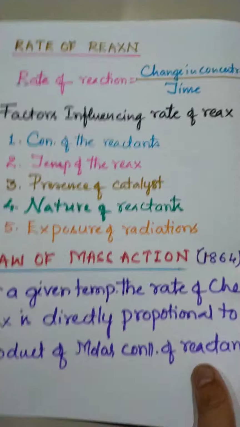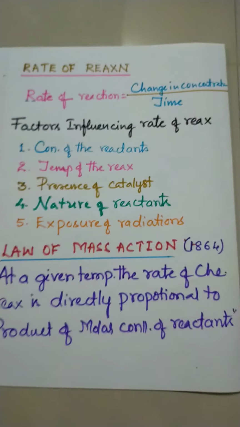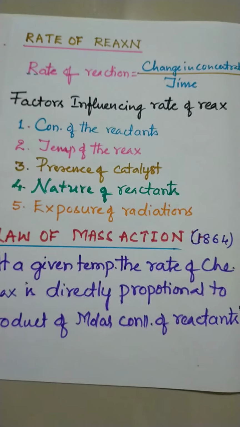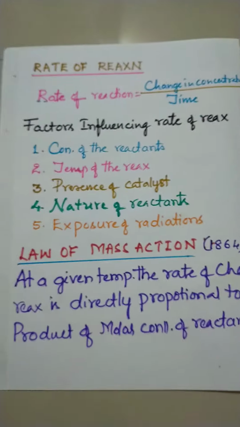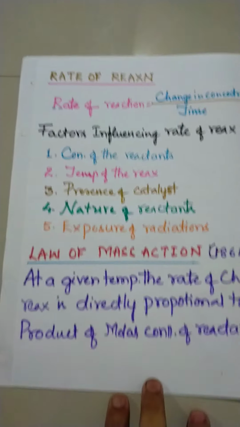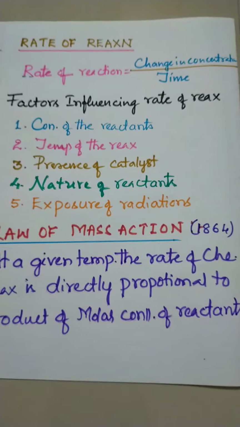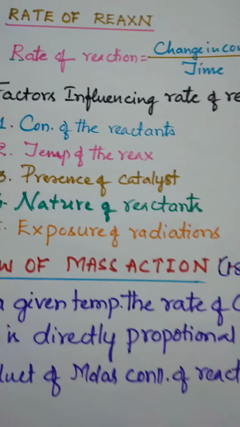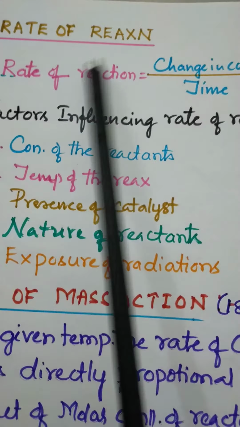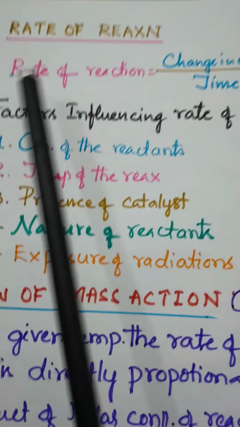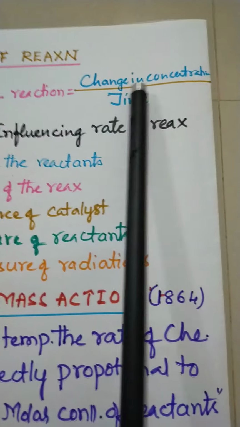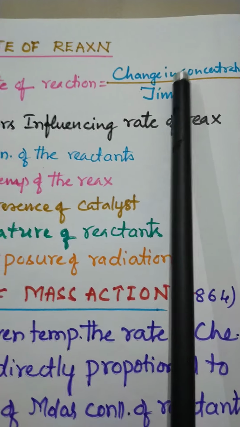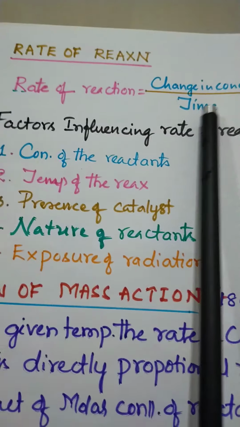Then after this we come straight to the rate of reaction and the factors affecting the rate of reaction. So initially, what is the rate of reaction? Rate of reaction is equal to the change in concentration of a substance, it may be a reactant or a product, per unit time.